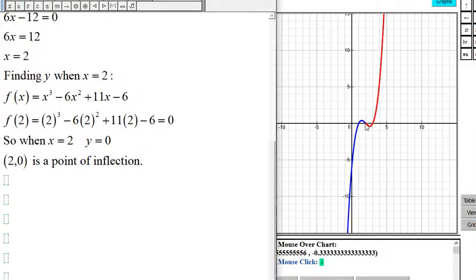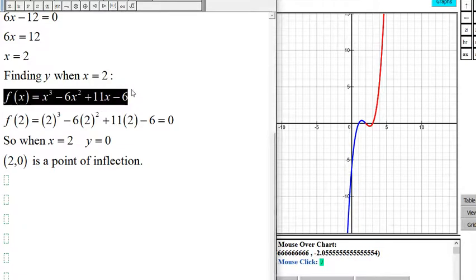So that's how we figure out the point of inflection. Find the second derivative, set it equal to 0, and solve for x. And once more, to figure out where the graph concaves up and concaves down, the blue part of the graph goes down infinitely towards the left side. And so from the left side to 2, the graph concaves down. And then from 2 to the right, the graph concaves up.